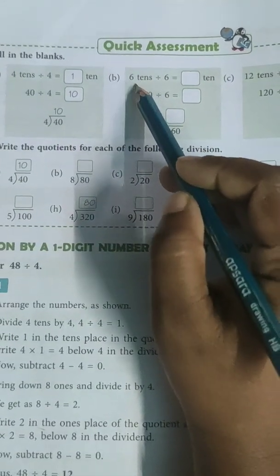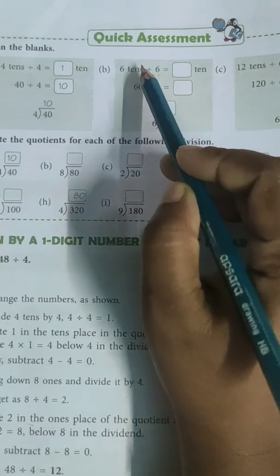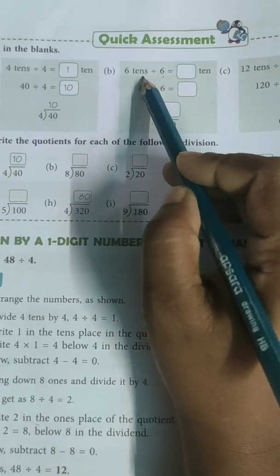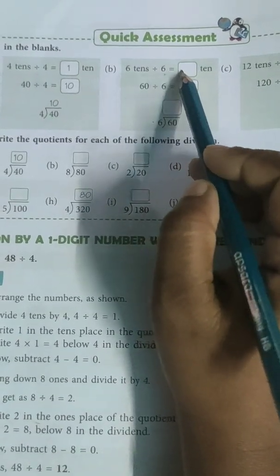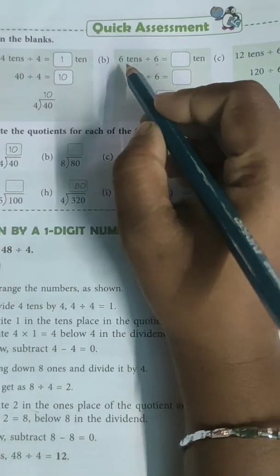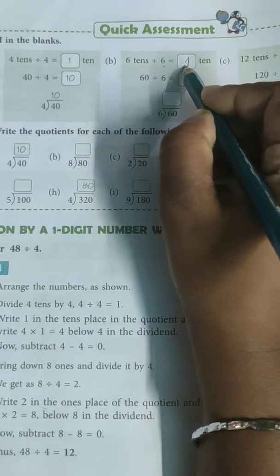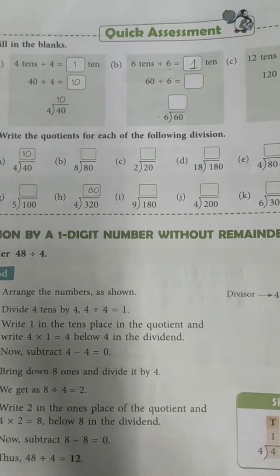Here it is said 6 tens divided by 6. So how many tens are there? 6 tens are there, divided by 6. So how many tens will we get if we divide 6 tens by 6? 6 divided by 6 is how much? 1. So the answer is 1 ten.